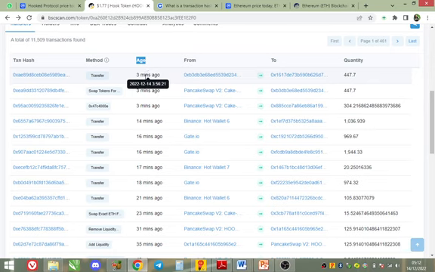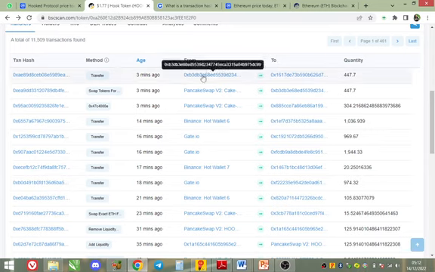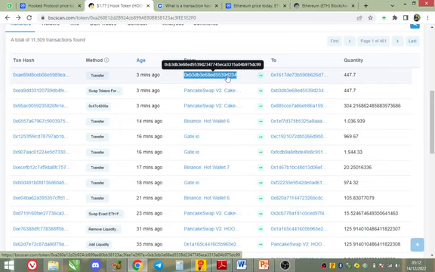3 minutes ago, and you can see the date and the exact time. Now this is From. Who is sending it to who? Who is sending from? Which actually means this is the actual person sending it. This is the actual person doing this transfer.